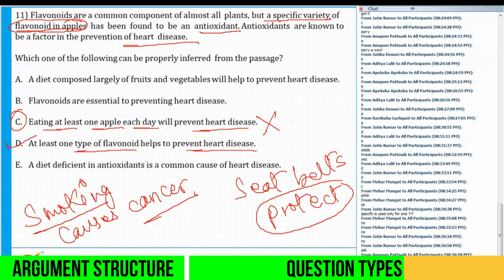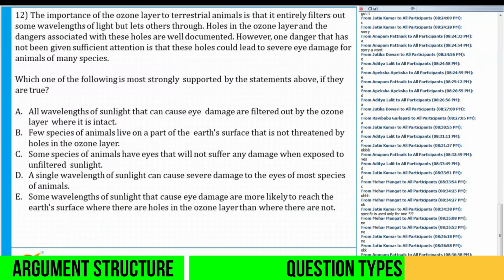Okay. Let's come to 12. Question number 12. These are all CAT questions. This one is also a CAT question. The importance of the ozone layer to terrestrial animals is that it entirely filters out some wavelengths of light, but lets others through. Holes in the ozone layer and the dangers associated with these holes are well documented. However, one danger that has not been given sufficient attention is that these holes could lead to severe eye damage for animals of many species. Which one of the following is most strongly supported by the statements above if they are true?